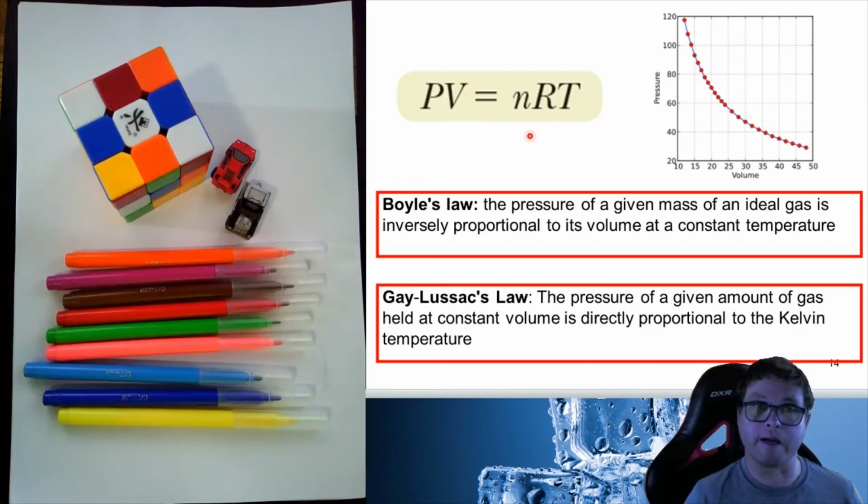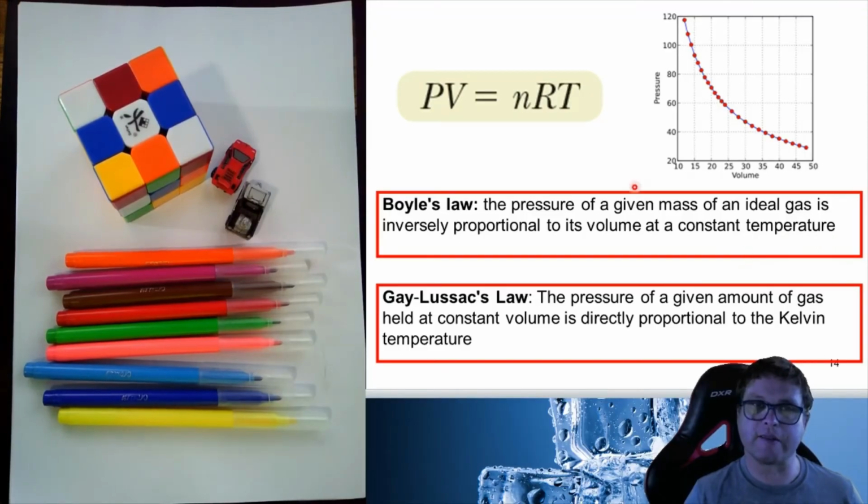Pressure is proportional to the temperature, for a given amount of gas, that's for a fixed N, held at a constant volume, which means we aren't going to change V. In Boyle's formulation, he says that the pressure of a given mass of an ideal gas is inversely proportional to the volume at a constant temperature.